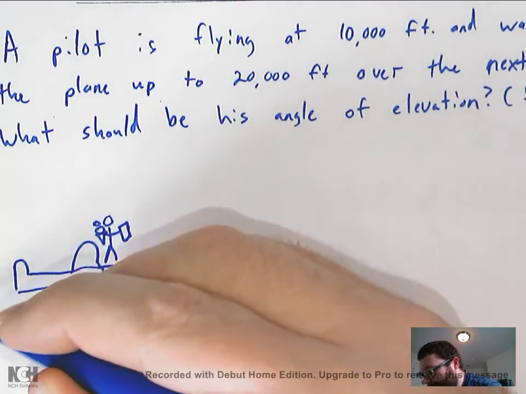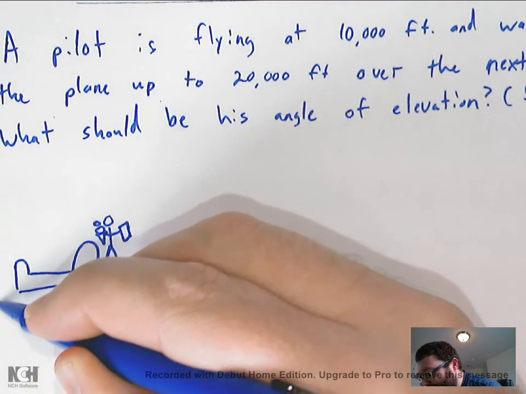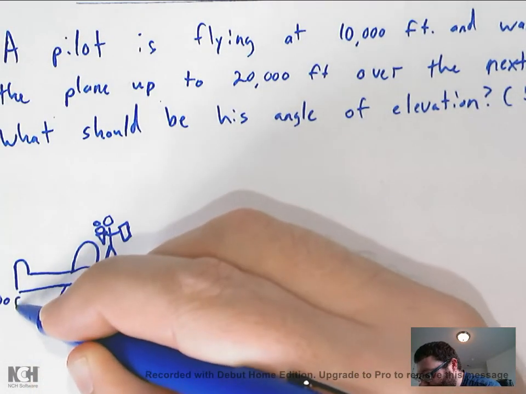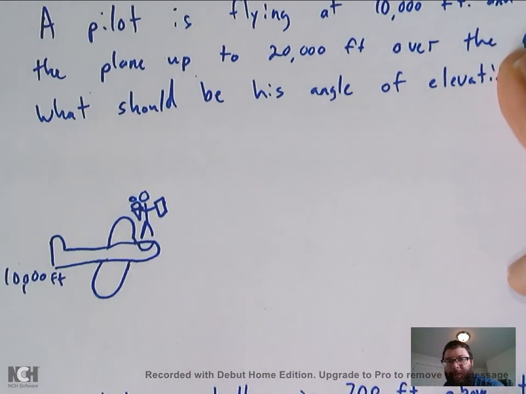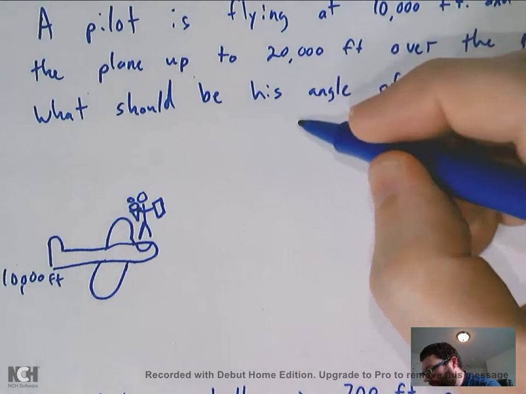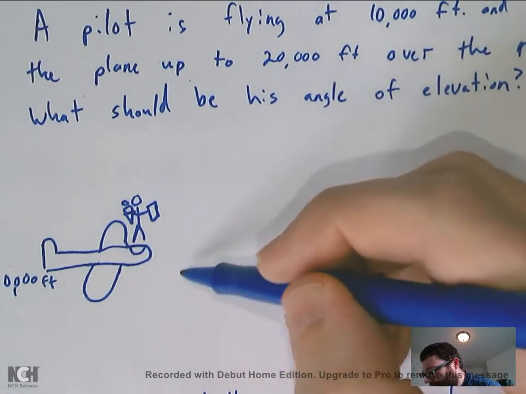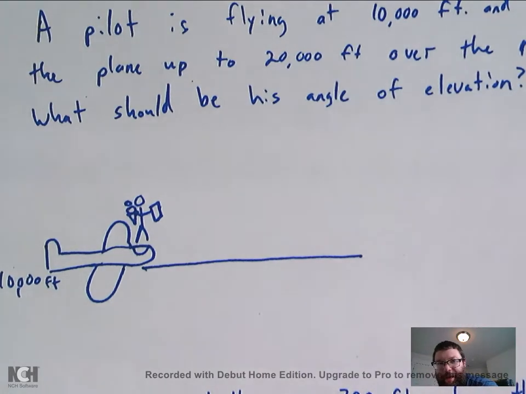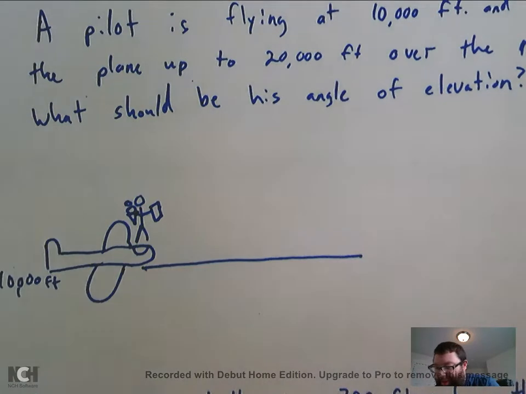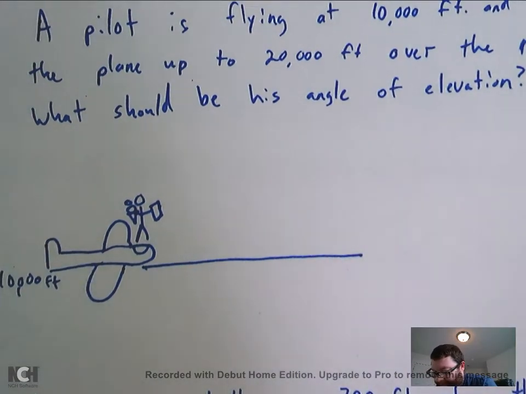So he is currently at 10,000 feet. He wants to get up to 20,000 feet. Here's his flight path, and it's over the next 50 miles. We're going to convert that to feet so that we're dealing with the same units.